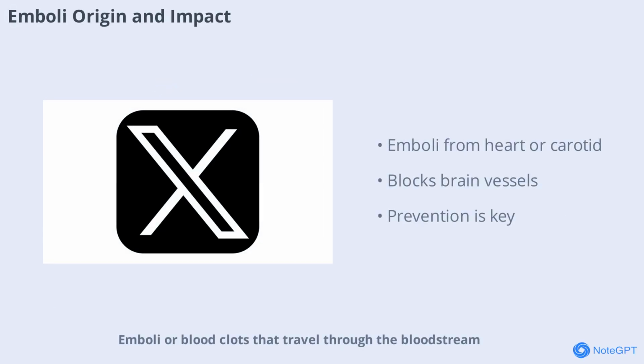brain affected. Emboli, or blood clots that travel through the bloodstream, often originate from the left atrium, left ventricle, or carotid artery. When these emboli reach the brain, they can block blood vessels and cause an ischemic stroke. The timing and severity of injury depend on the location of the blockage and how quickly treatment is initiated. Identifying the source of emboli is important for preventing future strokes.